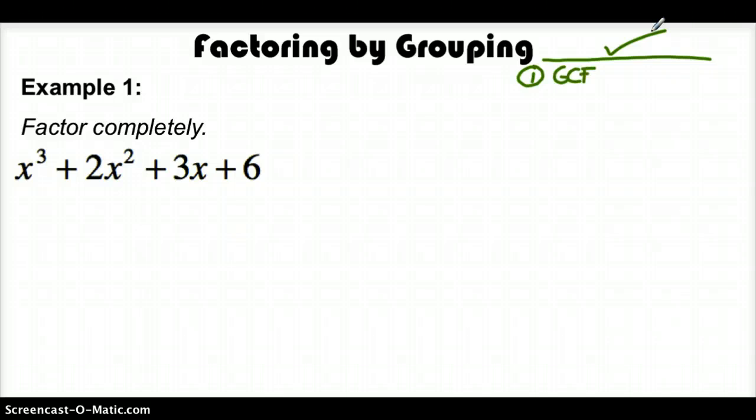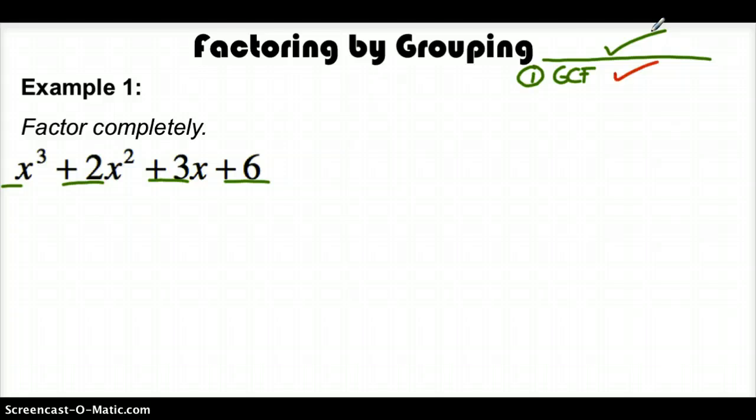We look at this particular example, and we have coefficients of 1, 2, 3, and 6, and no, we can't take a greatest common factor out of all of those. Even this one has 3 x's, this one has 2 x's, 1 x, and then no x's. We can't take out a GCF, and so we don't.